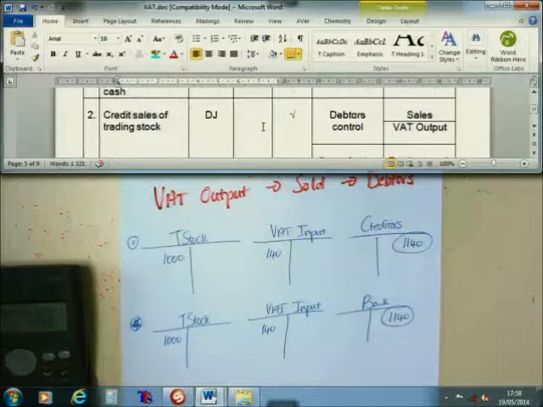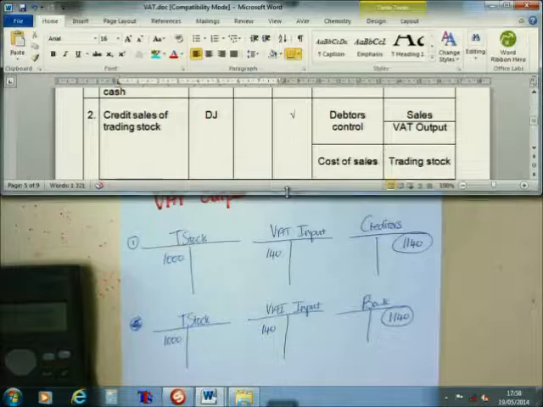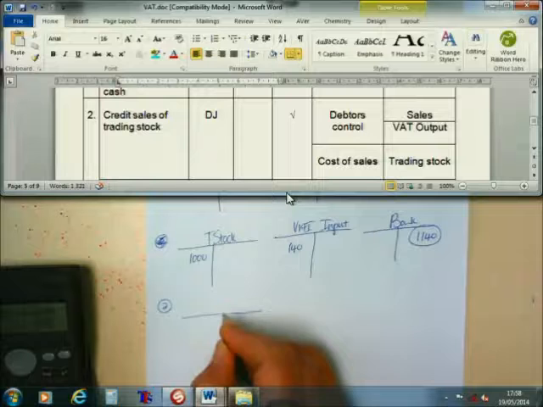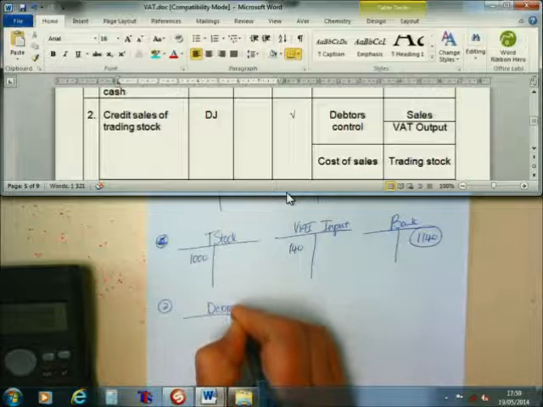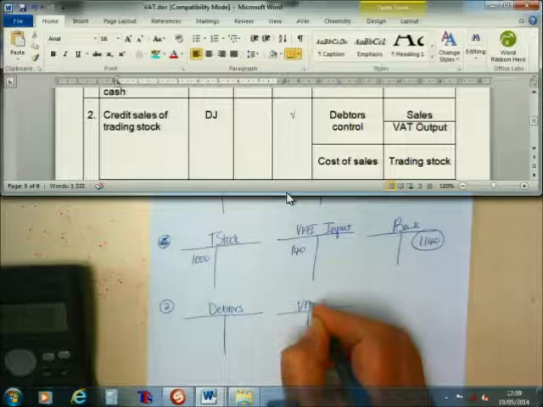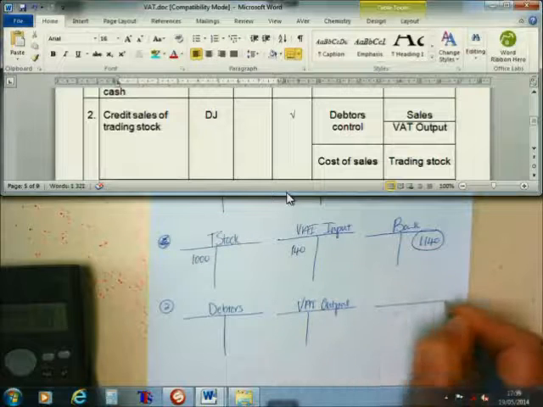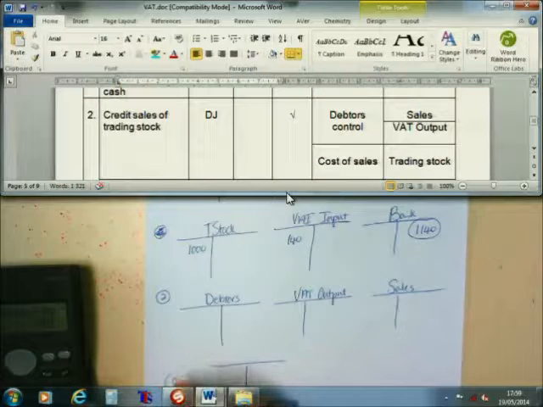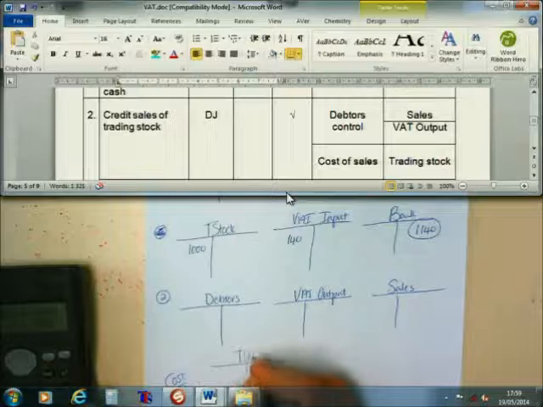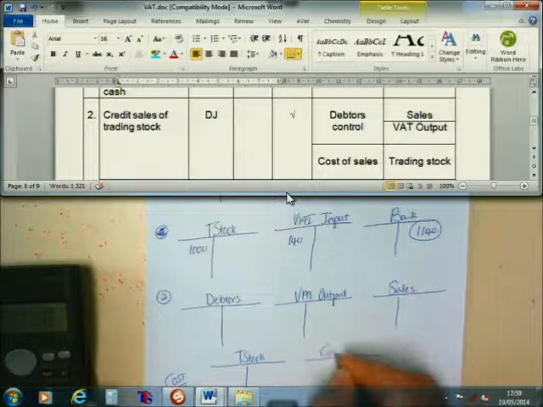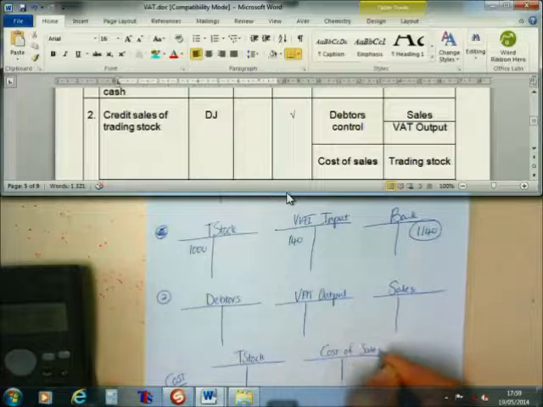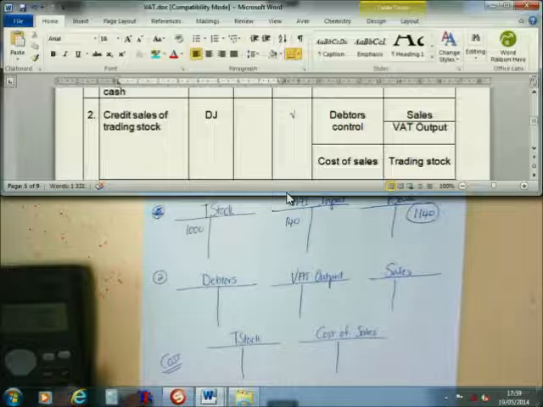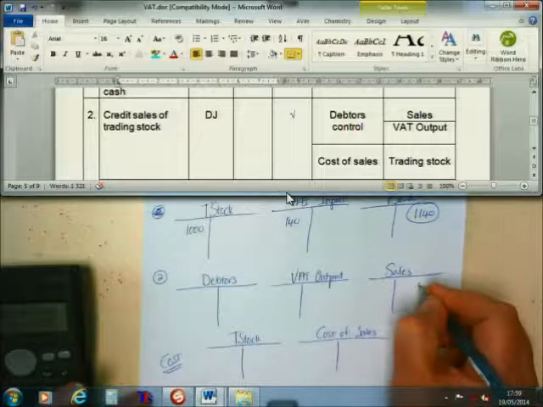Number 2. Credit sales of trading stock. We've got the debtors. We've got VAT output. And we've got the sales. And in the meantime, with the cost price, we've got trading stock. And we've got cost of sales. Okay. We sold to the debtors for 500, and the total sales is 5,000 Rand.